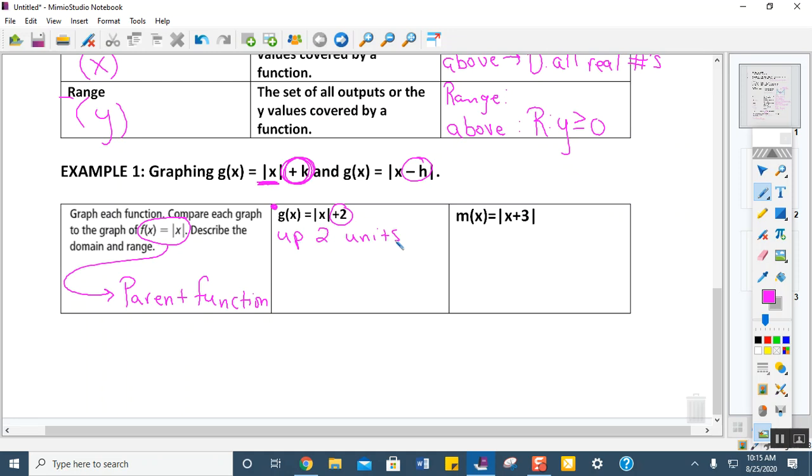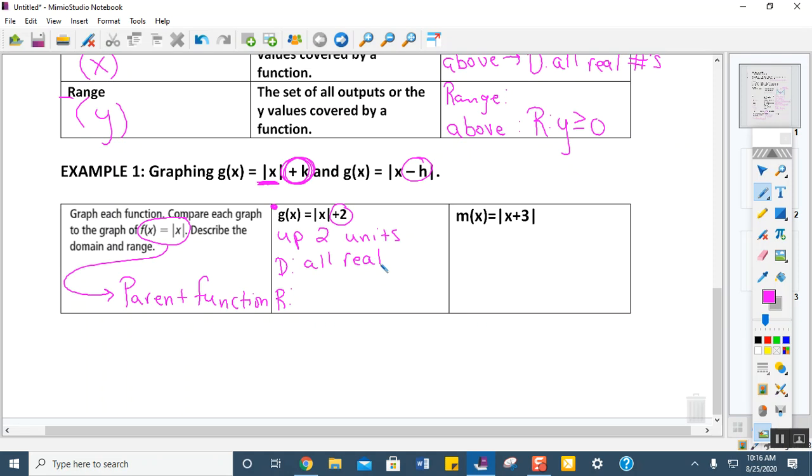Okay, now the domain and the range. I've got news for you about domain for all absolute value functions. What values do they cover, left to right? Well, all absolute value functions are going to move to the right and to the left completely. So the domain for any absolute value function will always be all real numbers.